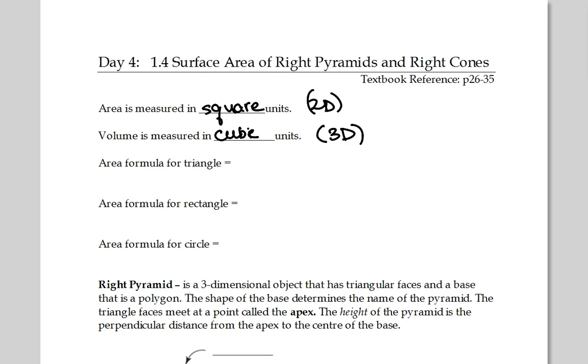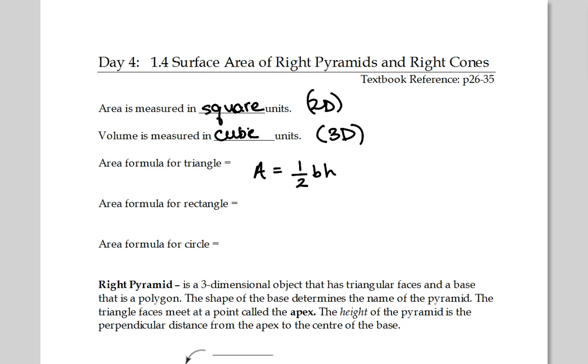These formulas are on your data sheet. They're on the front page. So area formula for a triangle. This is going to be 1/2 base height. Okay, and you can find that on the front page of your data sheet. So when you're popping that into your calculator, you can just take the base, multiply it by the height, and then hit divide by 2.